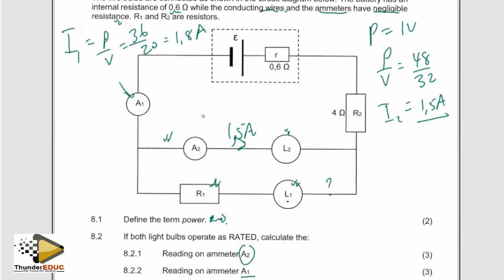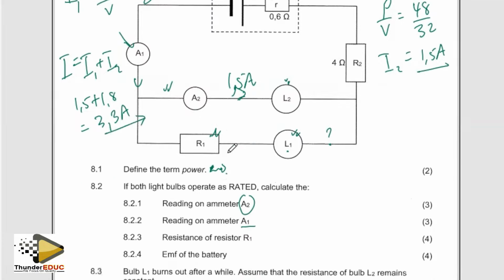Then the reading, total current, will be I1 plus I2, because the total current is split up into I1 and I2. That's going to be 1.5 plus 1.8, which gives me 3.3 amps. So that is what I would have done for 8.2.2.